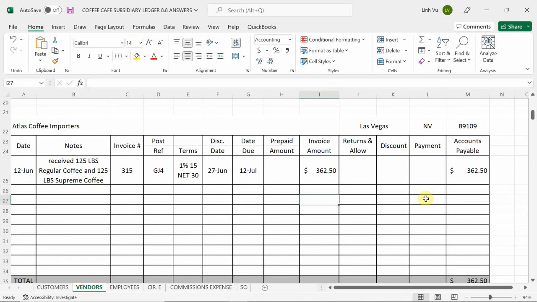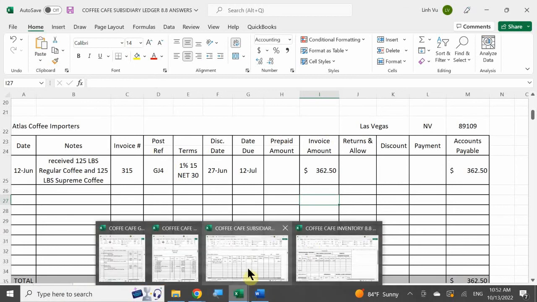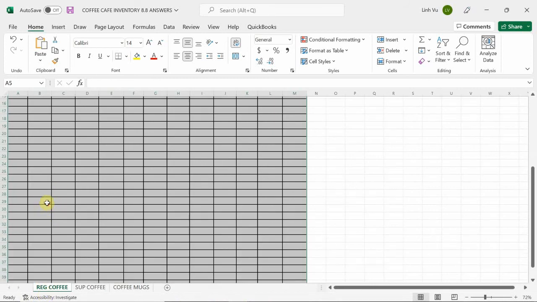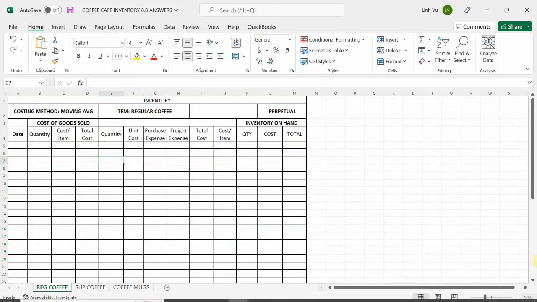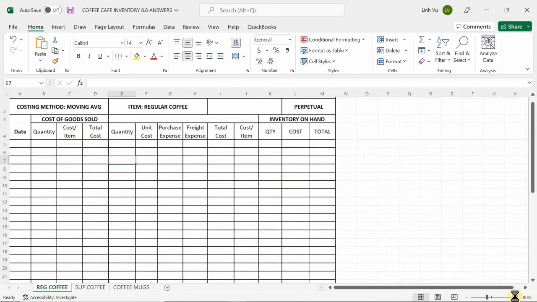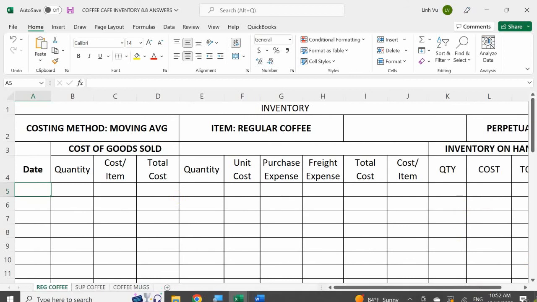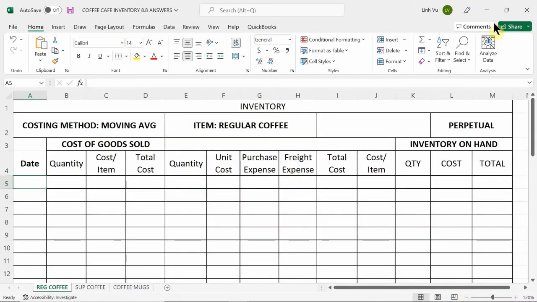Since we purchased inventory, we also need to update our inventory worksheet because that is what we're going to be using to keep track of our inventory, by calculating our tables. So in this case, my regular coffee, I've already filled out the table for you. We're going to do regular coffee. It's going to be perpetual, and it's going to be moving average. Here's your cost of goods sold section, which we're not going to be using yet, because we made a purchase.